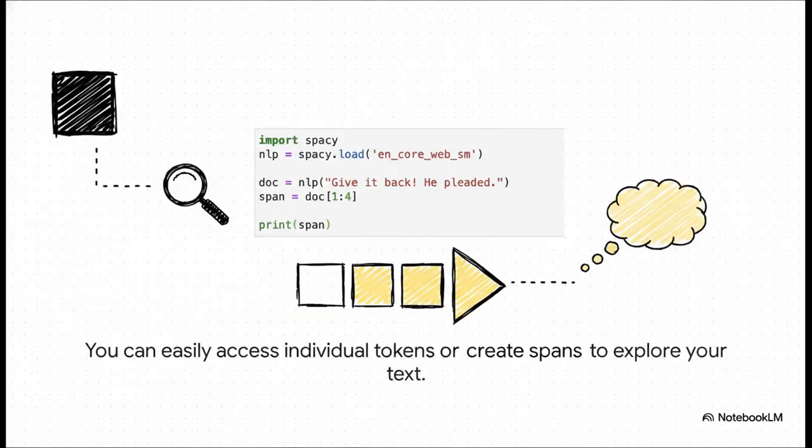And once you have your doc object, playing around with it is super intuitive. So for a sentence like, "Give it back," he pleaded, we can create a span for the phrase "it back" just by slicing the doc. And from there, we can analyze that specific phrase, we can look at its individual tokens, and explore its whole grammatical structure. It's really that easy.